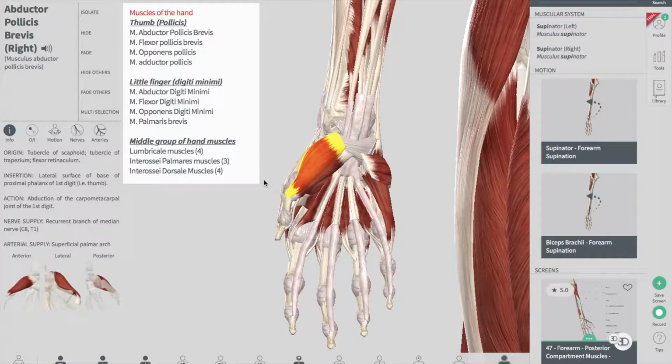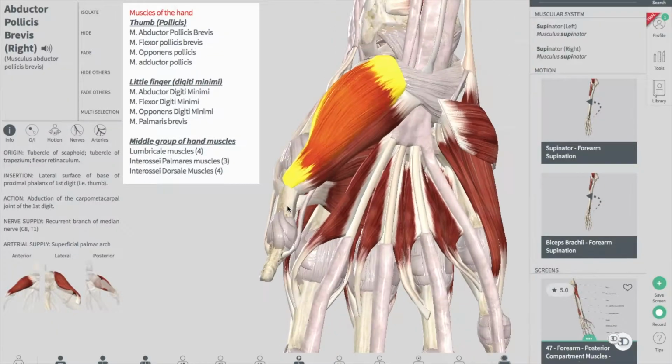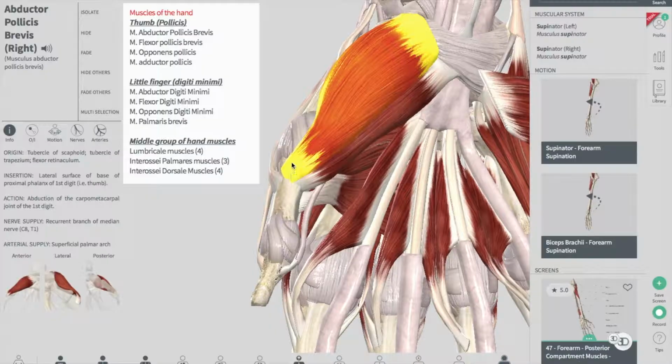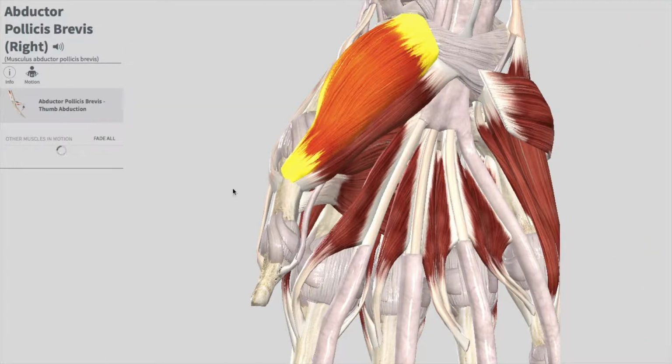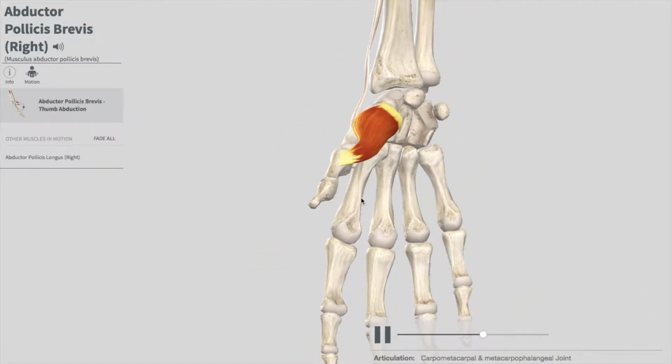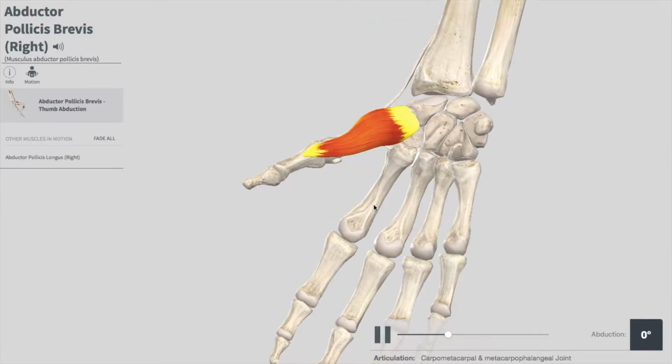And this muscle is going to arise from this ligament right here called retinaculum flexorum. And it's also going to originate from the scaphoid bone of the wrist and insert at the proximal phalanges of the thumb. And the function of this muscle is in the name, abductor. It abducts the thumb to the side, as you see here.